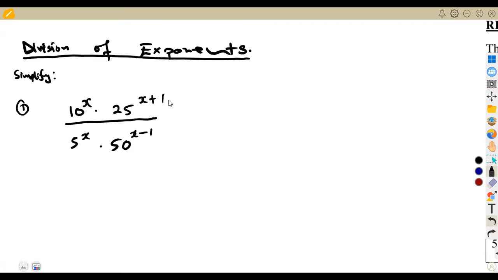We are still on the simplification, but this type of question is a tricky question that you need to analyze. How are we going to simplify this? That is the question. I want you to see something here. The bases are totally different. There is a 10 here, there's a 25, there's a 5, there's a 50.